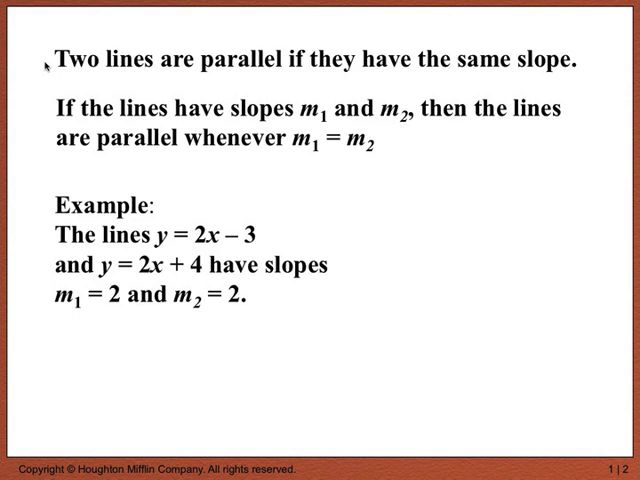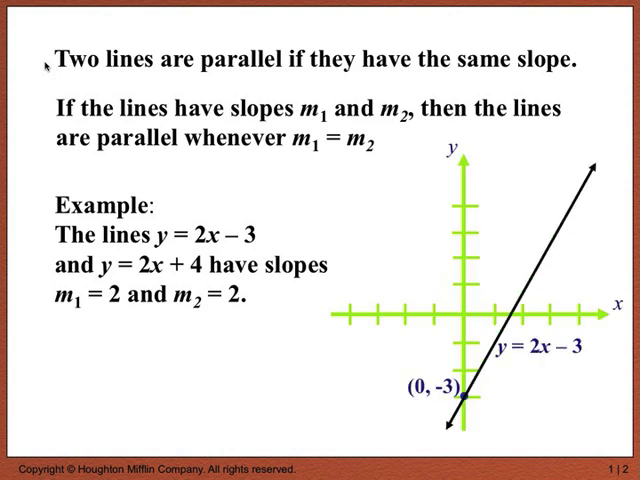Example: the lines y equals 2x minus 3 and y equals 2x plus 4 have slopes m1 equals 2 and m2 equals 2. Therefore, these lines are parallel, and we can conclude that they're parallel just by seeing that the slopes are equal, and we can also verify that by graphing.